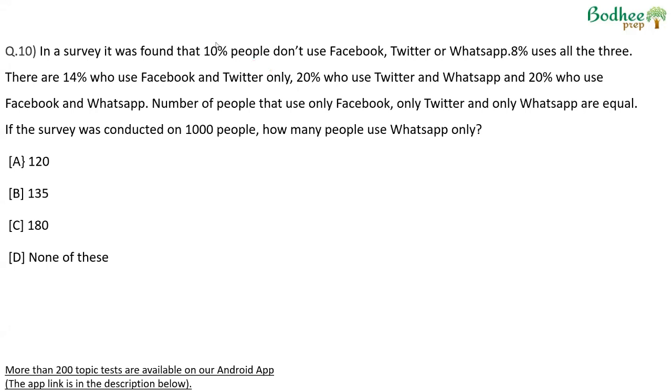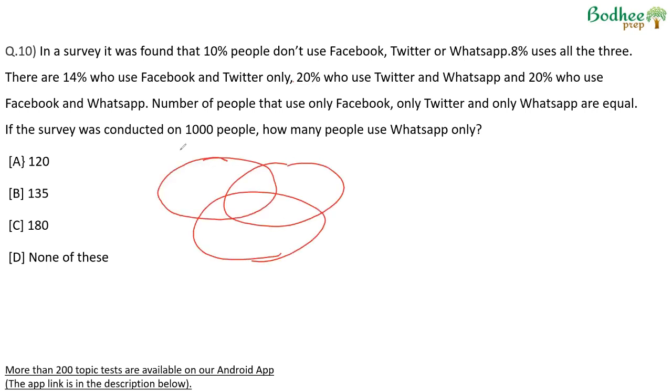In a survey, it was found that 10% of the people don't use Facebook, Twitter, or WhatsApp. 8% use all three. 14% use Facebook and Twitter only, 20% use Twitter and WhatsApp, and 20% use Facebook and WhatsApp. The number of people that use only Facebook, only Twitter, only WhatsApp is equal. If we draw the Venn diagram for Twitter, Facebook, and WhatsApp, 10% use none of them, 8% use all of them.